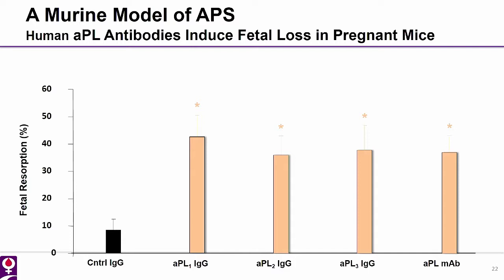I want to get back to a point just to reiterate something I said earlier. This is a bar graph repeating what I've already said. The black bar is controlled passive immunization in the murine model, and the, what color is that, Andy? Tan bars, beige bars, thank you. The beige bars are fetal resorptions in those given polyclonal serum 1, 2, 3, and a monoclonal antibody, all right?